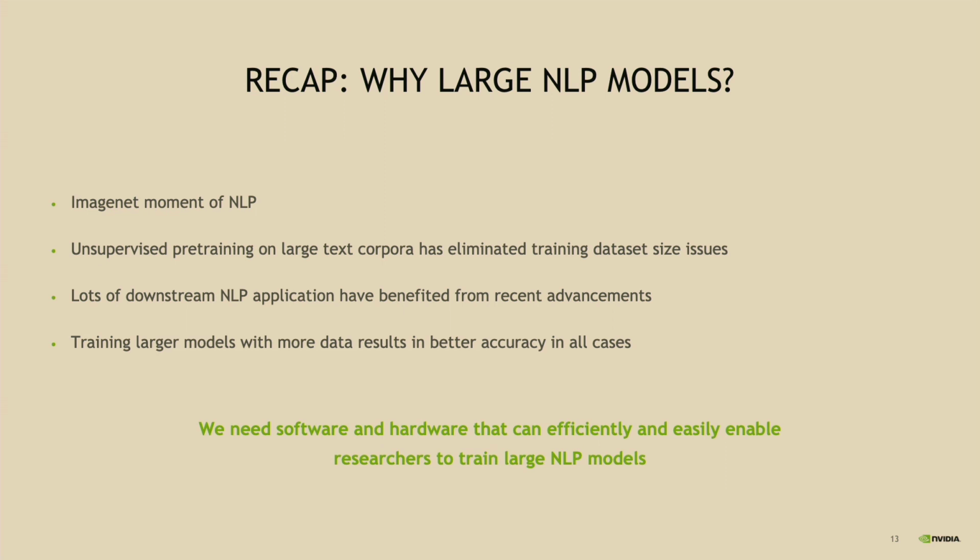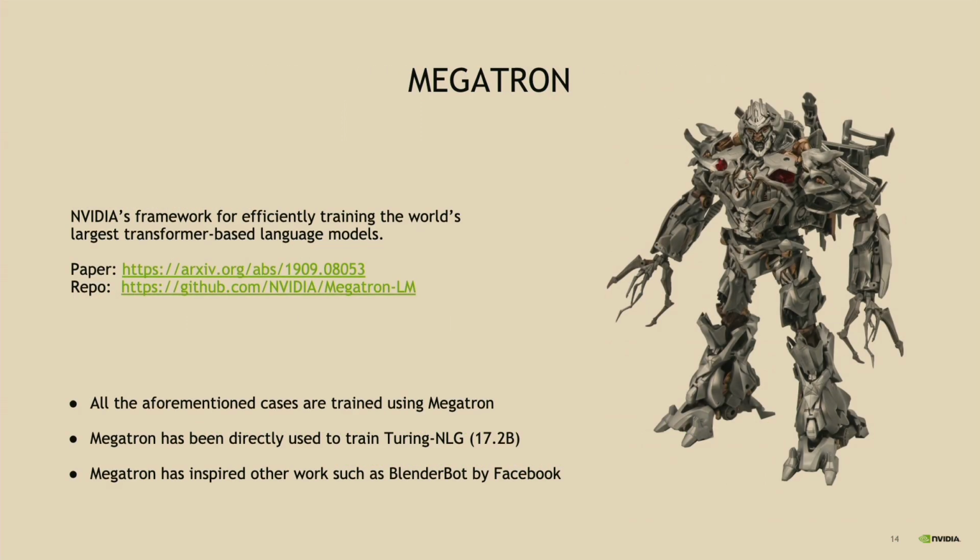I hope the discussion and application examples motivated enough the need for large NLP models. To empower this research, we need software and hardware that can efficiently and easily enable training such models. Megatron is our attempt to provide the elements required to train such NLP models. Megatron is NVIDIA's framework for efficiently training the world's largest transformer-based language models. All the cases that I mentioned were trained using Megatron. Megatron has also been used by Microsoft to train Turing NLG, a 17 billion parameter model. It has also influenced some of the development of the BlenderBot by Facebook.